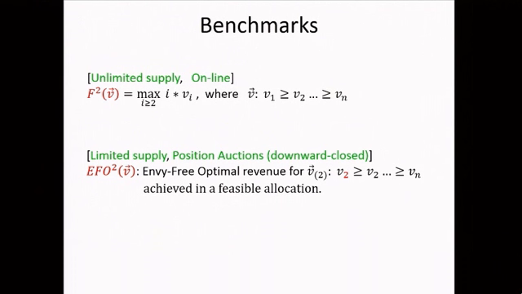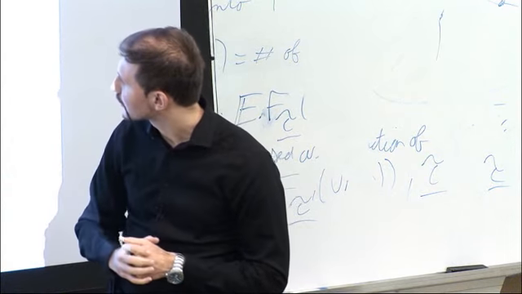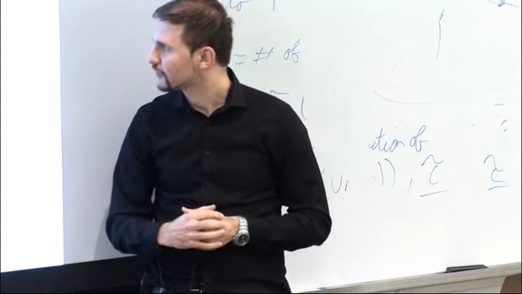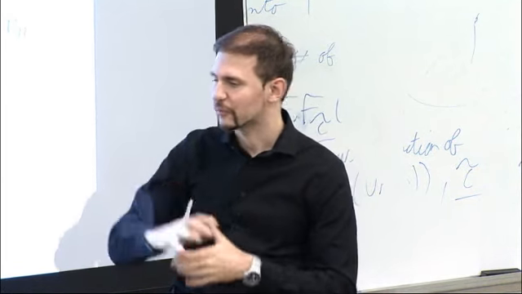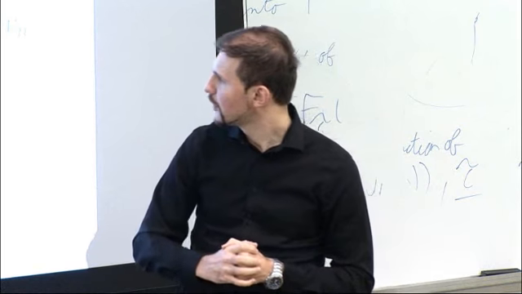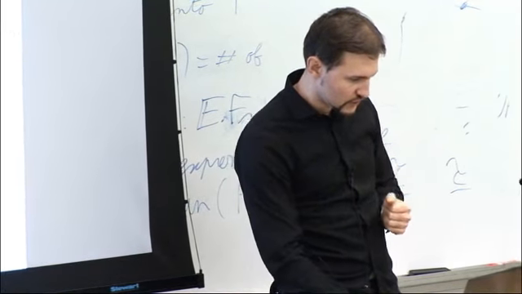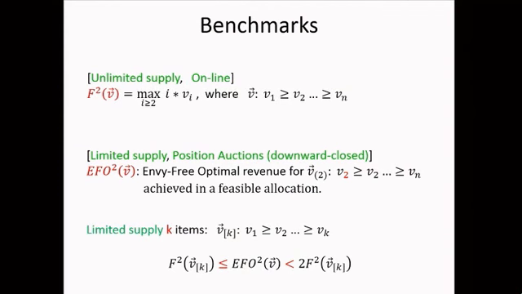For limited supply and position auctions, people consider a generalization of this F2 benchmark. This is called envy-free optimal revenue, EFO for short, where we again need to bring down the highest value guy. Basically, the way people do it is by trimming the vector, taking the highest value guy and bringing him to the second highest. And also, since the problem might be within some feasible region, we consider the envy-free optimal revenue achieved in some feasible allocation. I'm not going to describe it in full detail, but that's not going to be super important for the talk. But just to give you some sense of it, in the limited supply case, there is a simple way to bound this benchmark by F2 taken for the highest k values. So you have this inequality.